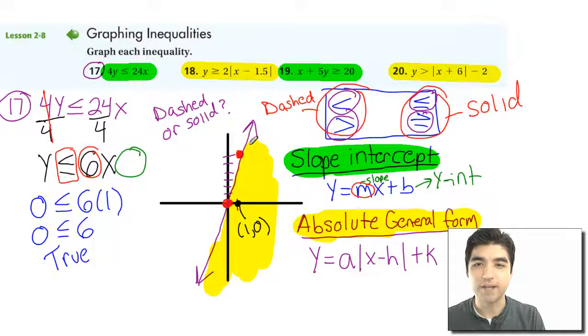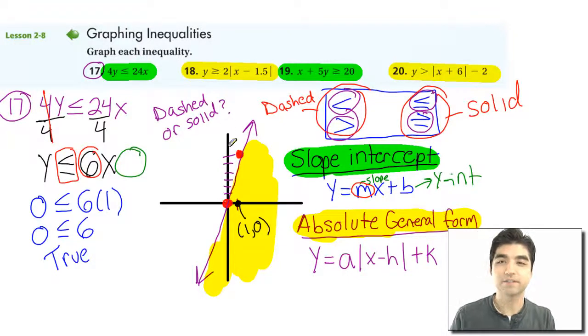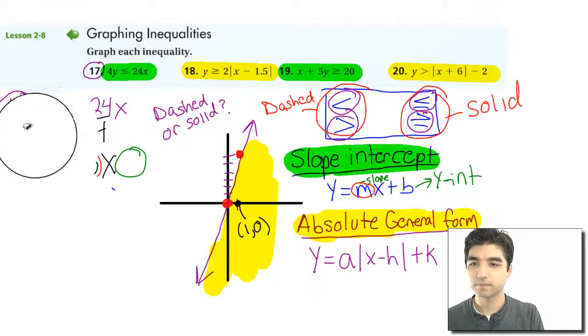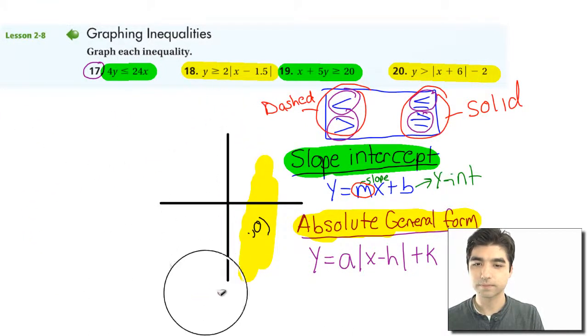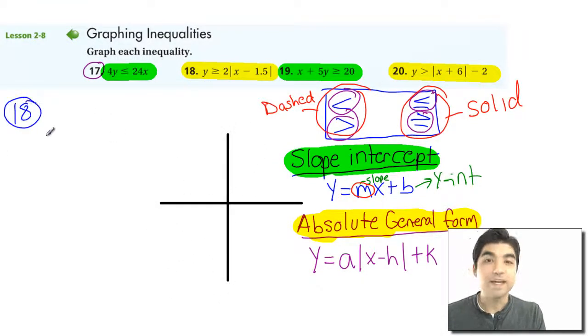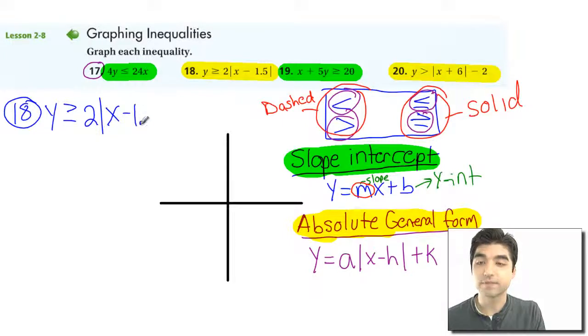I'm going to do an inequality also, so like number 18 here. Let me erase some stuff. Alright, so for 18, it is y is greater than or equal to 2 times the absolute value of x minus 1.5.